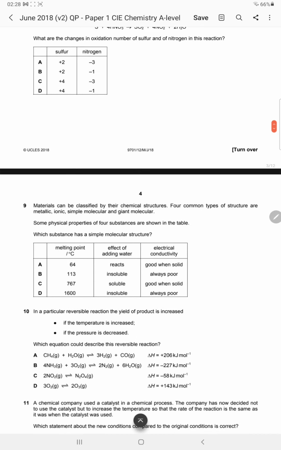Number 9. Materials can be classified by their chemical structures. 4 common types of structures are metallic, ionic, simple molecular, and giant molecular. Some physical properties of 4 substances are shown in the table. Which substance has a simple molecular structure? For a simple molecular structure, it is going to be a covalently bonded compound. Simple molecular is going to have a very low melting point. Usually, it is going to be a poor conductor of electricity in all states.